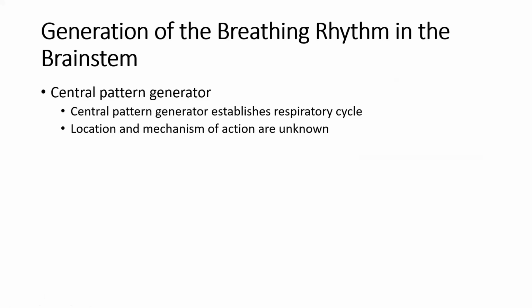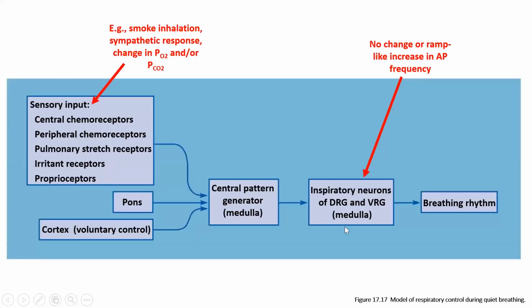It's going to take all that information into this central pattern generator that we don't know much about in terms of its location or its mechanism. And then that is what is going to feed down onto our respiratory muscles and actually control our rate of breathing. All right. So here's a more simplified model of all of that. We've got a lot of different inputs coming in.